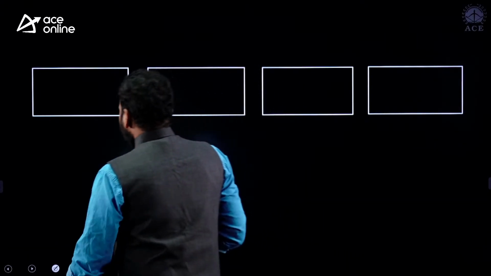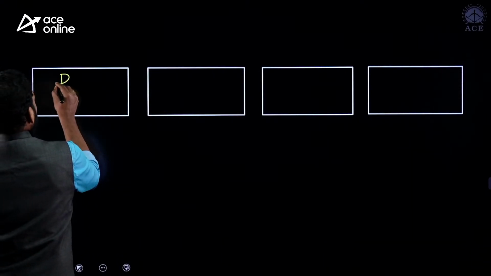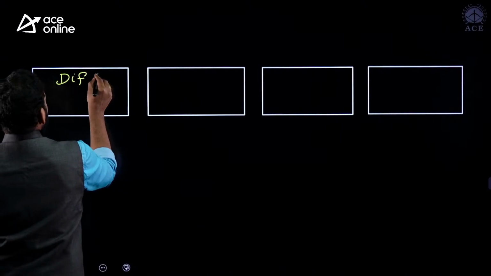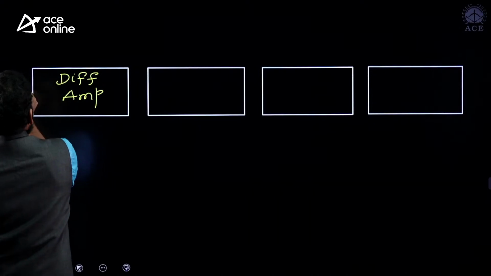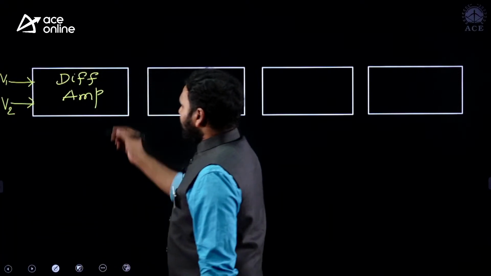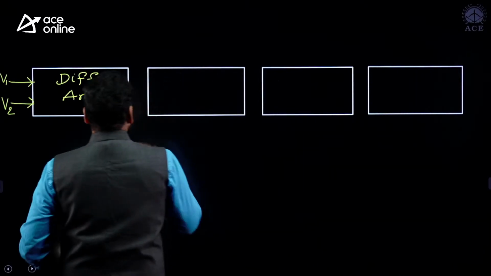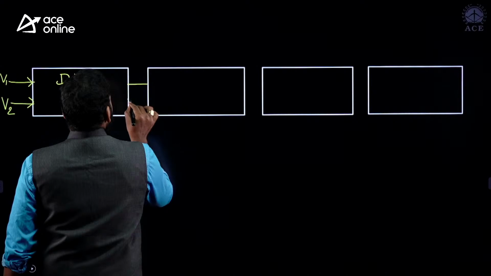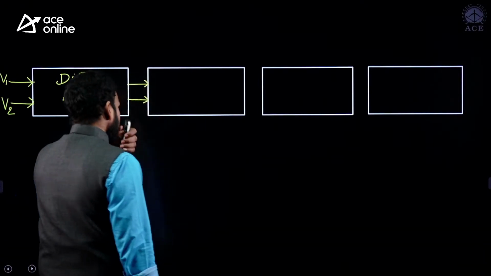Right. See guys, this is block number 1, differential amplifier. It can receive 2 input signals, V1 and V2, and the difference is going to be amplified by the differential amplifier, and it will produce it at the output. The first block of the operational amplifier is a differential amplifier.